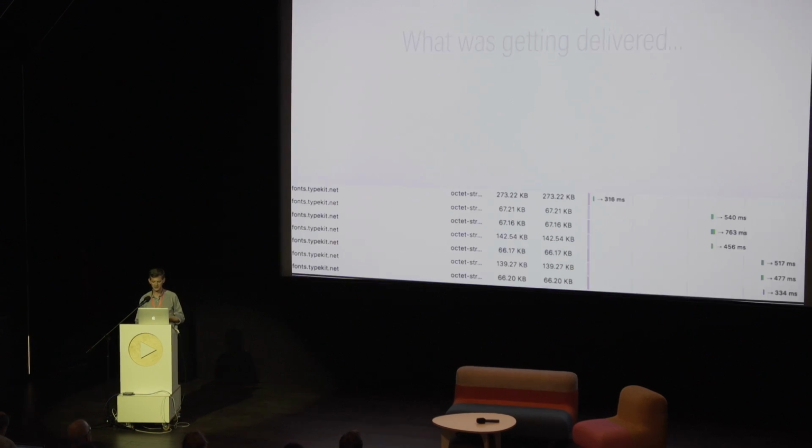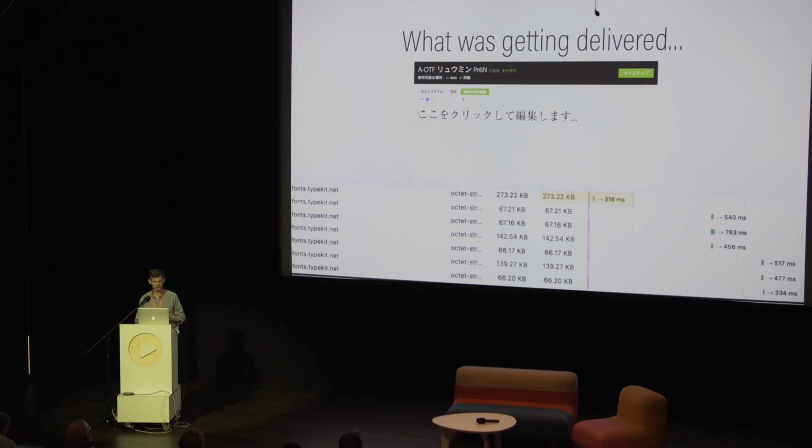If we look at the timeline and what was getting delivered, we started here. This was the initial subset. It was a 273 kilobyte subset. When we pasted in this text, we got back a response that was 142 kilobytes. There's some overhead in there, and some more data was added into the font, but if you had to do two subsets, you'd probably be looking at 300K for the second subset.